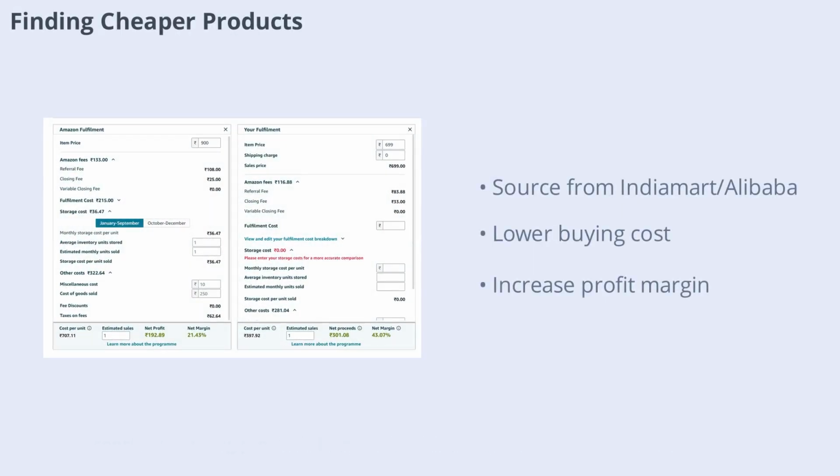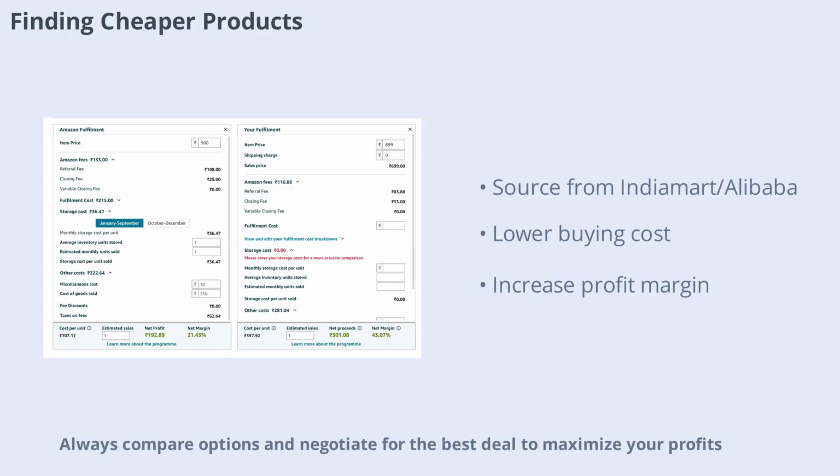To boost your profit margin, consider sourcing products from platforms like IndiaMart or Alibaba.com. These sites often offer lower prices, especially when you buy in bulk. By reducing your buying cost, you can increase your profit margin without raising your selling price. Always compare options and negotiate for the best deal to maximize your profits.